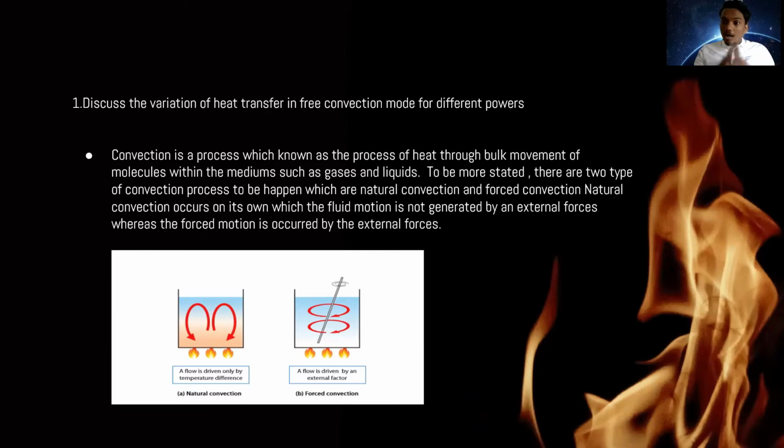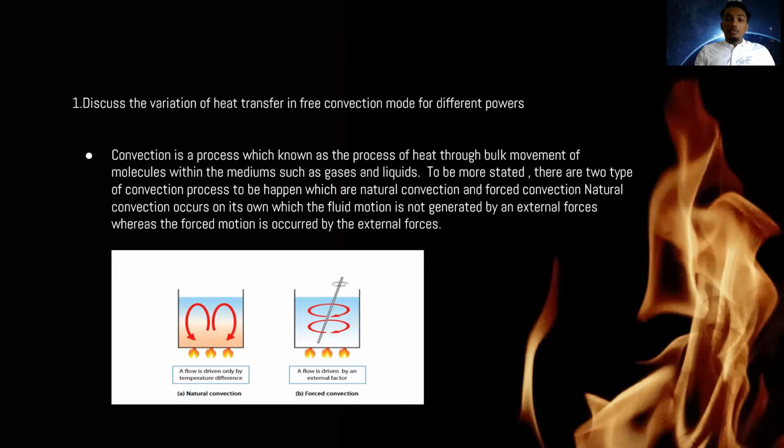So basically, what is convection? Convection is a process of heat transfer through bulk movement of molecules within a medium, such as gases and liquids. And it can only occur through gas and liquid particles. There are reasons behind it, and we will discuss it later.